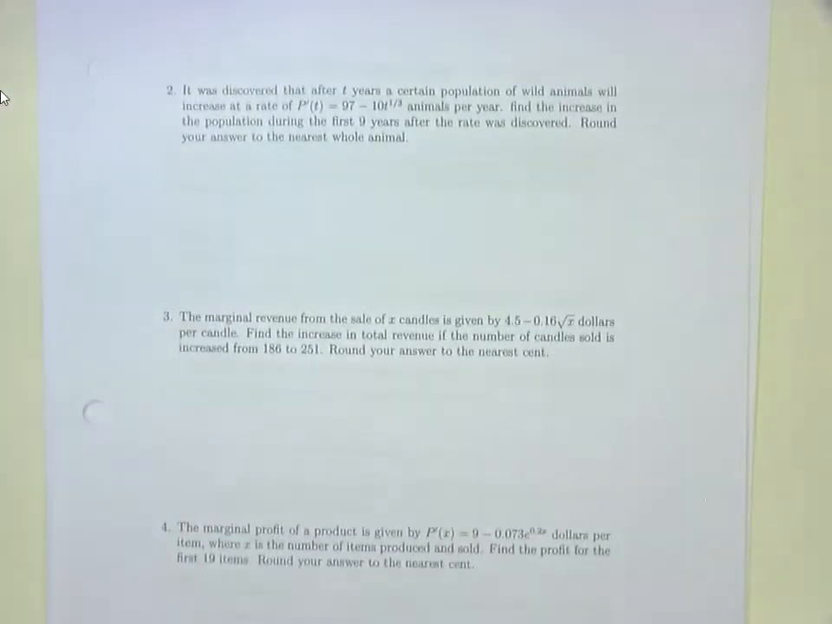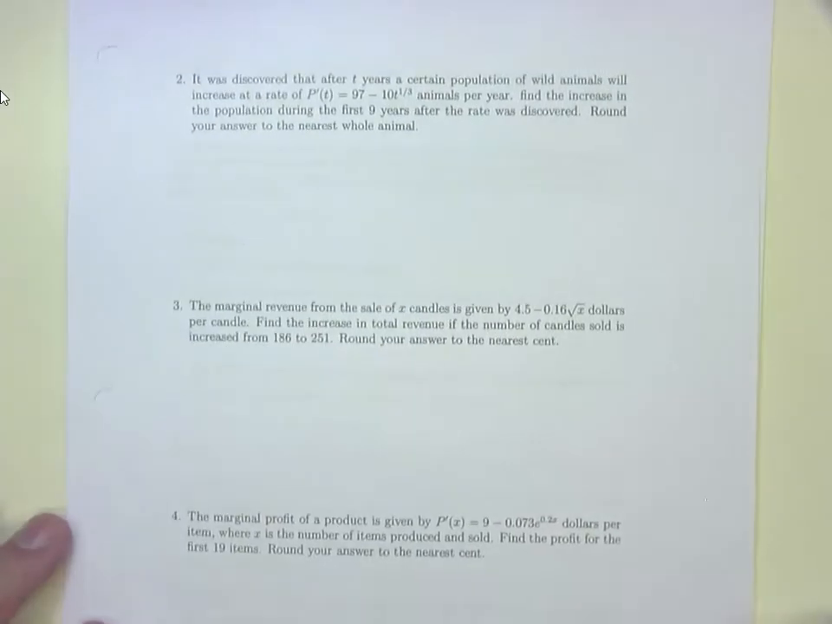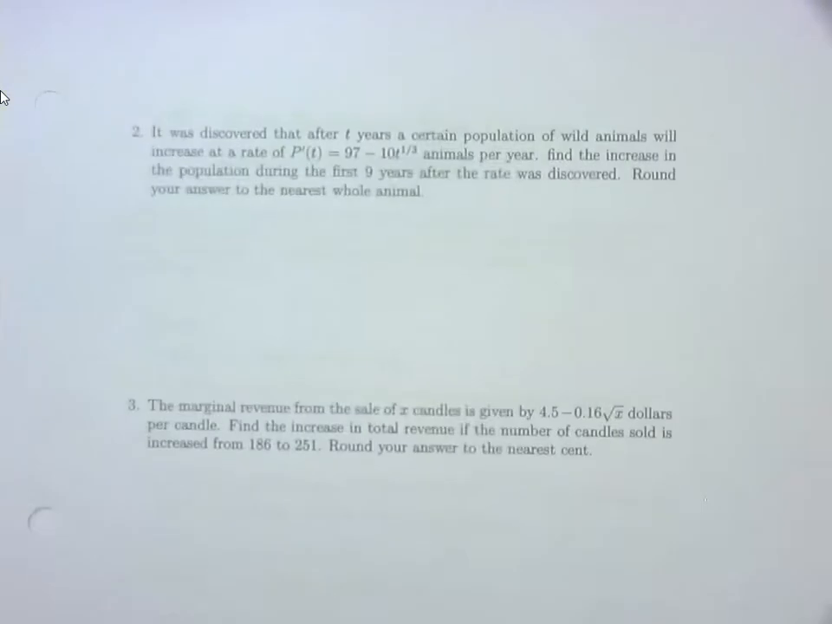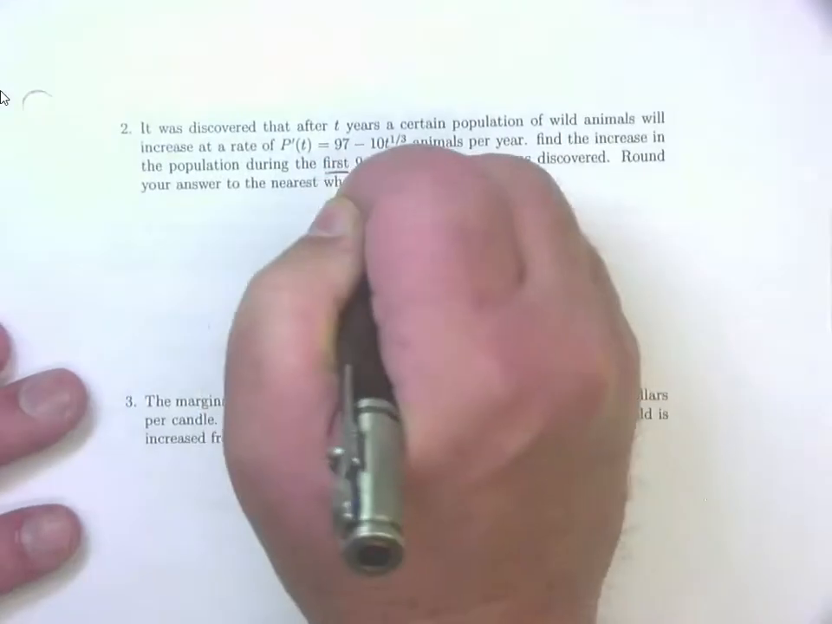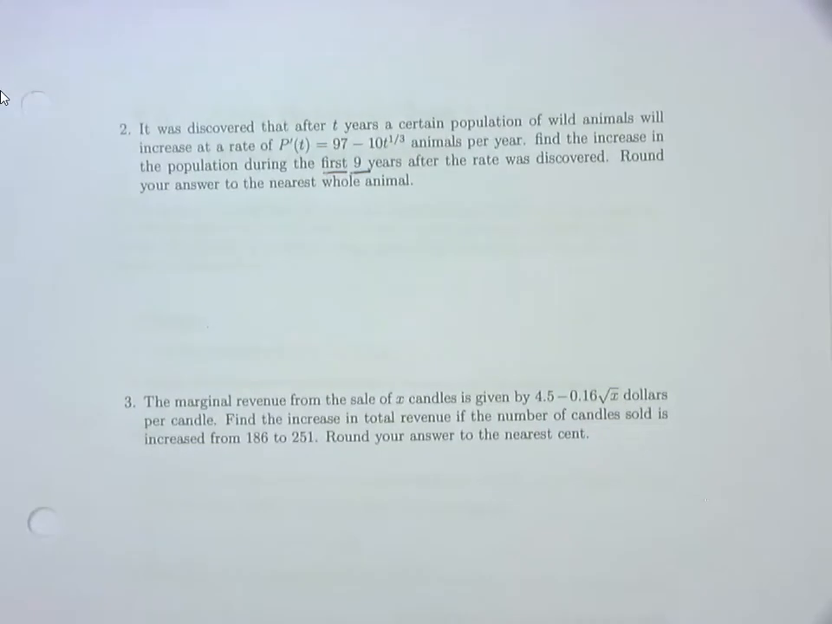All right. Word problems. Yay. Here we go. Listen to the word problems because you no doubt are going to see something very similar on your homework set and test. It says this: it was discovered that after t years, a certain population of wild animals will increase at a rate of P of t equals 97 minus t to the 1/3 animals per year. Find the increase in the population during the first 9 years. Okay, after the rate was discovered. Round your answer to the nearest whole number, whole animal.